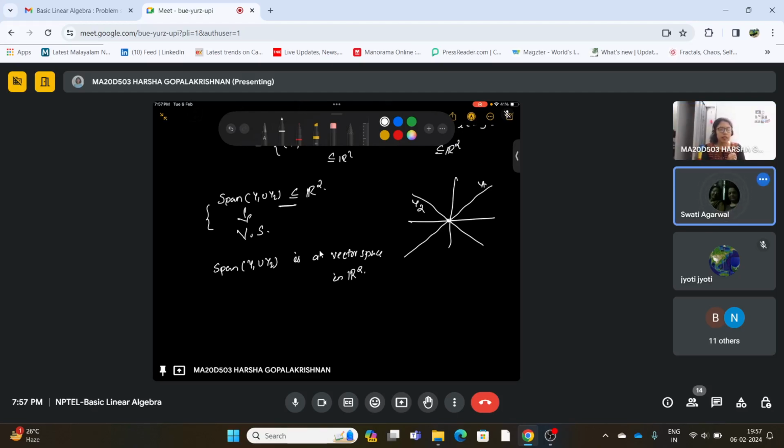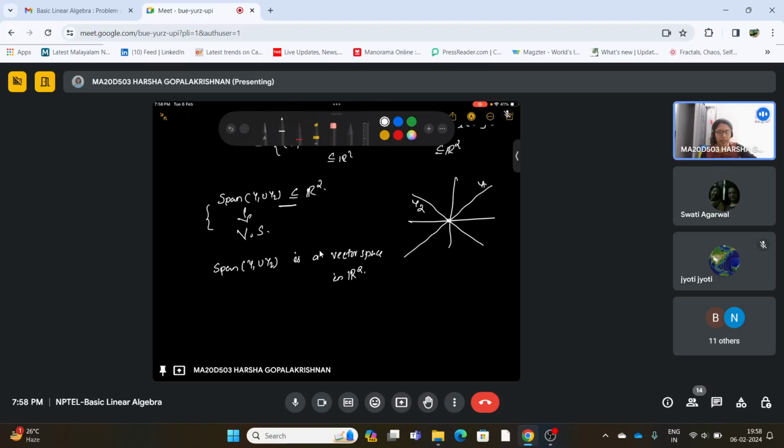Now my question is, what is this vector space? Is this a line, or is this R2, or is this a null space? I think it will cover the entire R2, but I'm not sure.